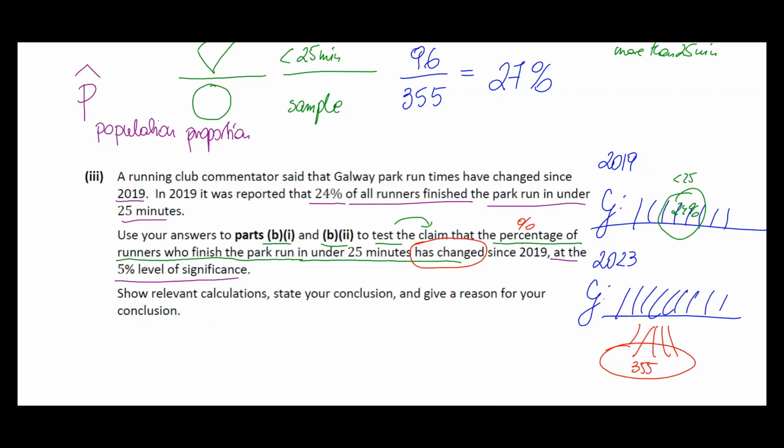That is another name, or a fuller name, for hypothesis test. That's basically what it is. When we talk about the 5% level of significance, we are talking about a hypothesis test. We have to show calculation, state conclusion, and give a reason for our conclusion. Okay, so how do we run the hypothesis test?